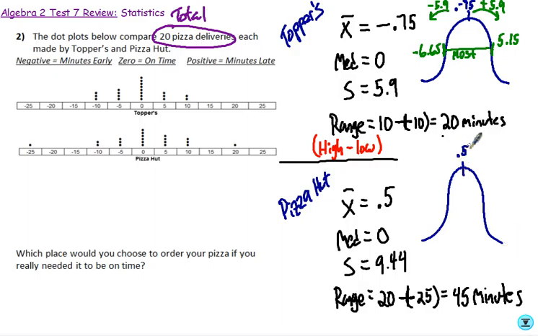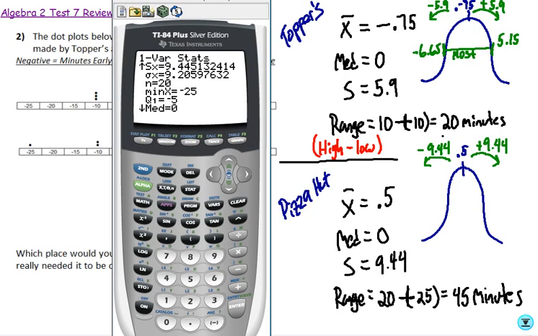And then their standard deviation is a lot larger. It's 9.44. So we're going to add 9.44 and we're going to subtract 9.44. So let's throw that in the calculator and clear that out. So we've got 0.5 plus 9.44, which would give us 9.94.